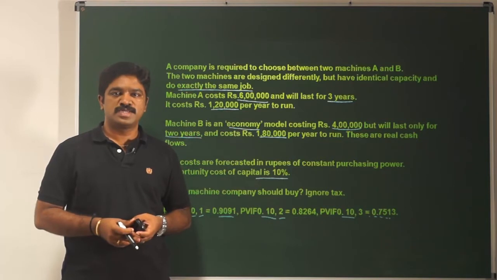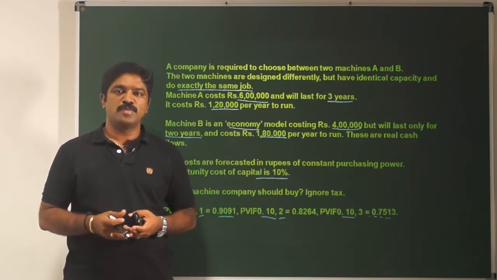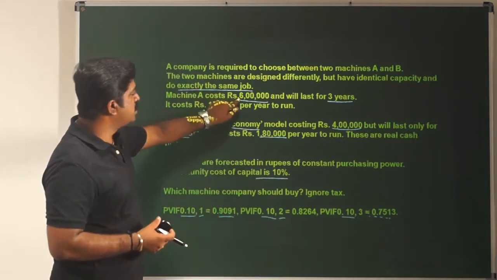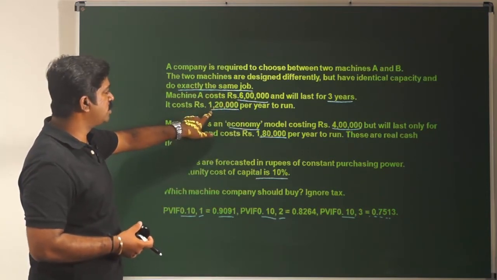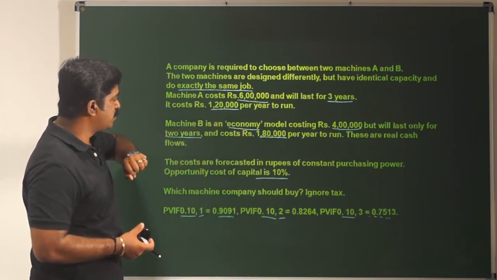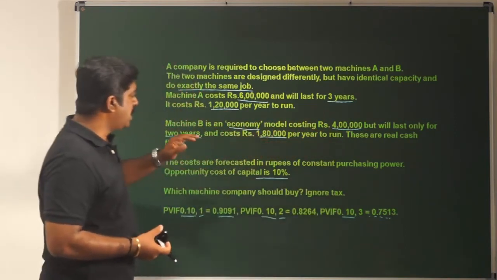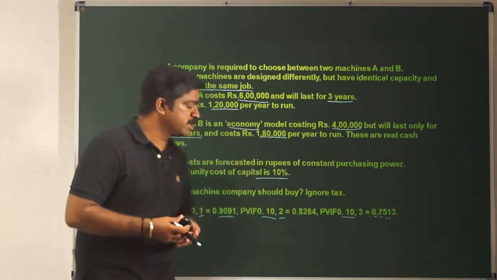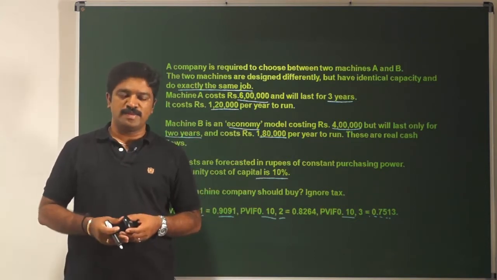Now which machine will you select? And this is not a problem where you are going to find NPV because you don't have information about inflows, but rather you have only outflows. Machine A has an outflow of 600,000 and annual operating cost of 120,000 for a period of 3 years, whereas machine B is 400,000 and annual cost of 180,000 for a period of 2 years. And you are also given the cost of capital. So which machine? Here we cannot apply NPV.